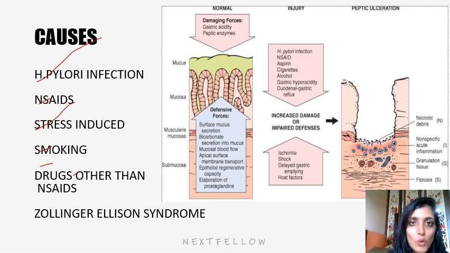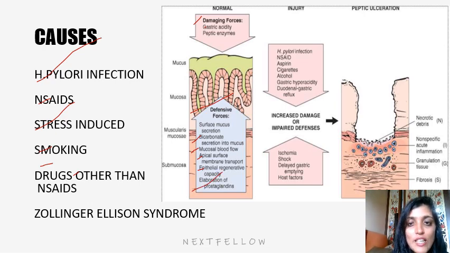Now coming to how the peptic ulcer exactly occurs, in a normal scenario, what are the damaging and what are the defensive forces? The damaging forces are gastric acidity and peptic enzymes. The defensive forces include surface mucus secretion, bicarbonate secretion into mucus, mucosal blood flow, apical surface membrane transport, epithelial regenerative capacity, and elaboration of prostaglandins.